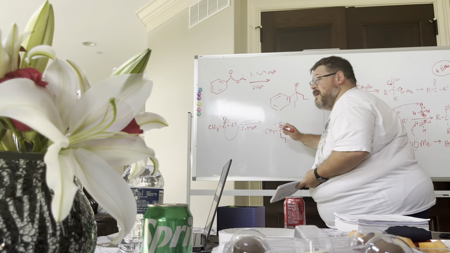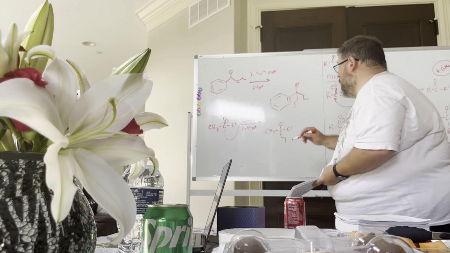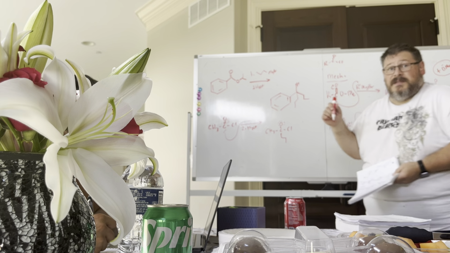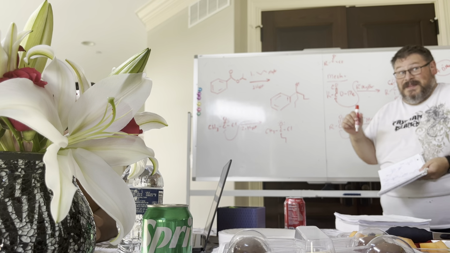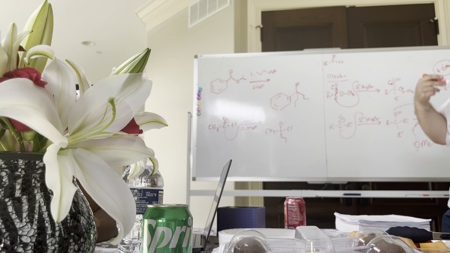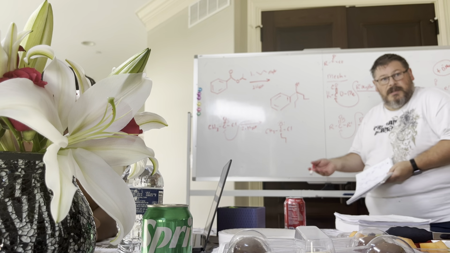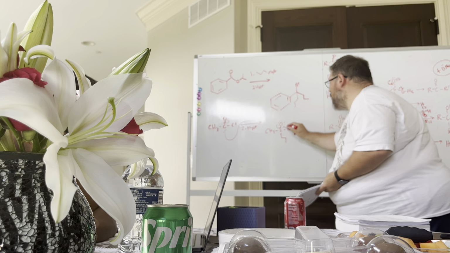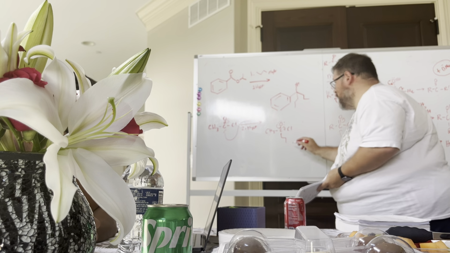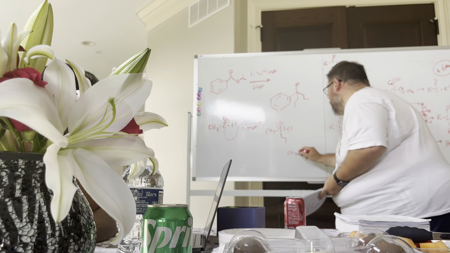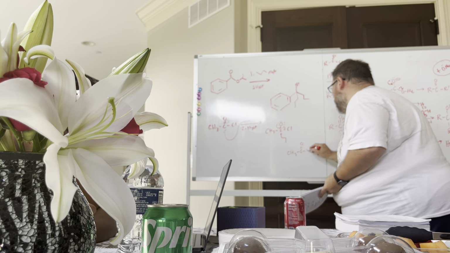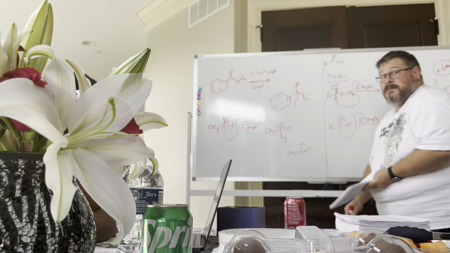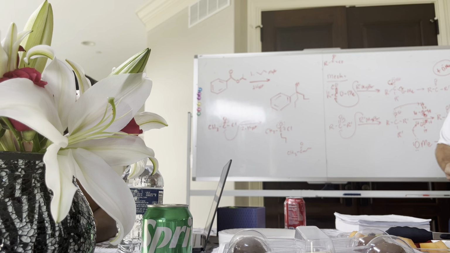I'm only showing you the mech for this one to show the difference. The reason why this can also work with the chlorides is because chloride's a good leaving group. So this thing can go back down and pop off the chlorine, right? So that's really what happened in that first step.